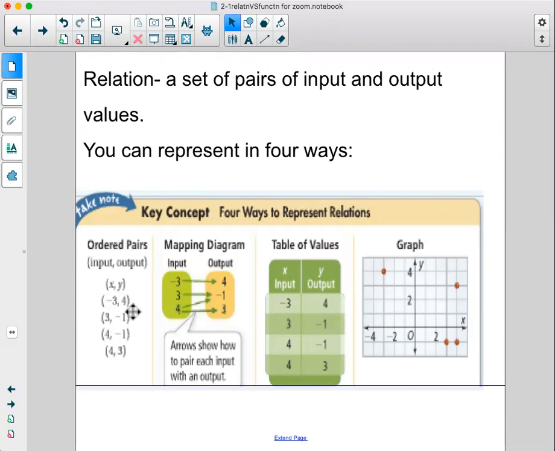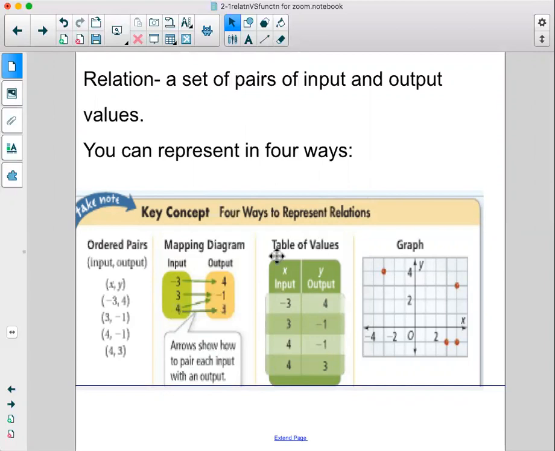These are ordered pairs. Or you could represent the same information on a mapping diagram where the input 3 maps to the output of 4. The input -3 maps to 4. +3 maps to -1. Input 4 also maps to output -1. Input 4 also maps to +3.